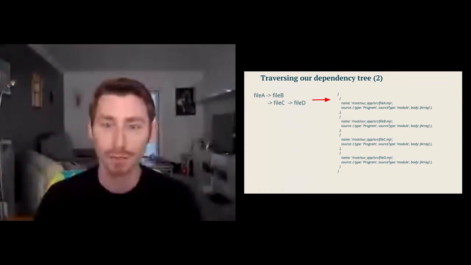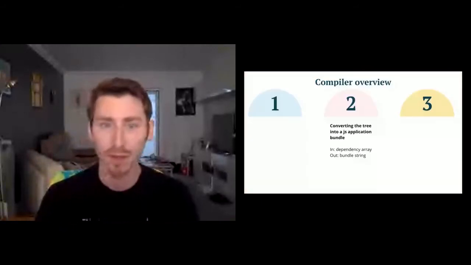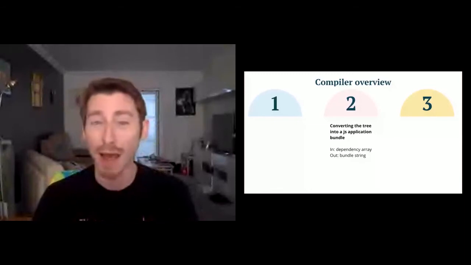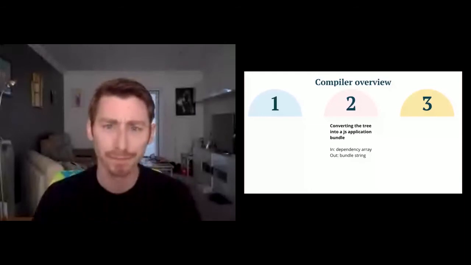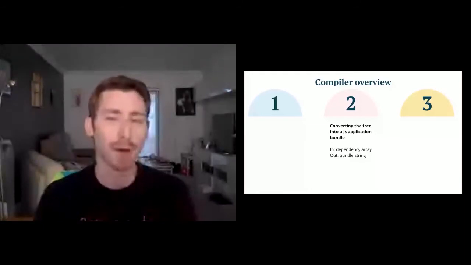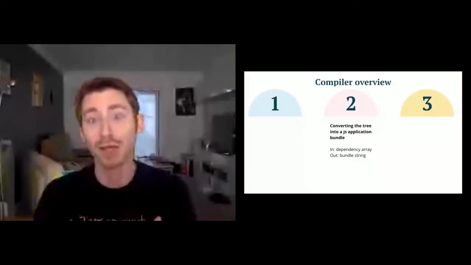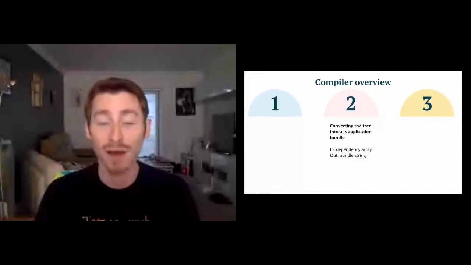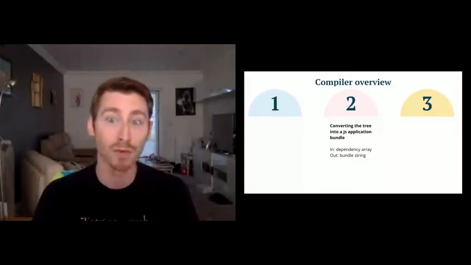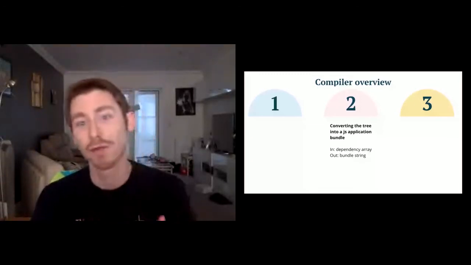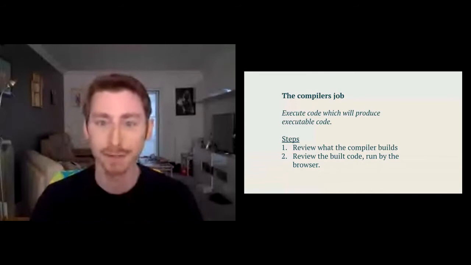So onto phase 2, converting the tree into a JavaScript application bundle. The job is to take our dependency array and produce a bundle string. So this is where a large bulk of the work is going to be. So let's first touch on our compiler's job. Our compiler's job is to execute code which will produce executable code. That means we will have 2 levels of code, so we'll review them one at a time. First, we will review what the compiler builds, then review the built or the outputted code, which is then run by the browser. Hopefully that makes sense.